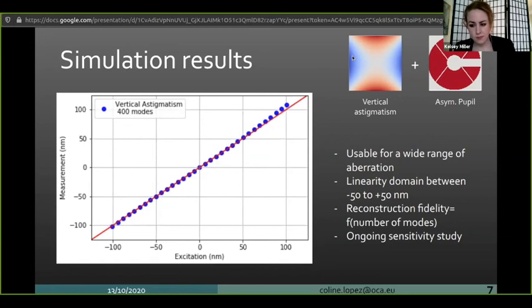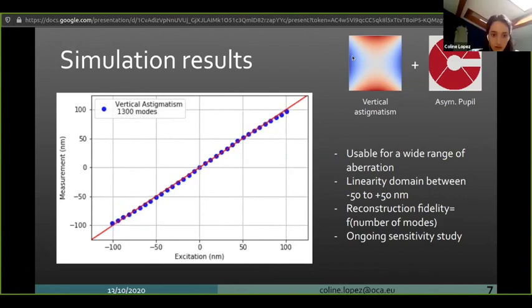I would say maybe, but I'm not sure. The more we mask the pupil, it is obvious that the less signal we have. So this is maybe one thing that can affect the linearity domain. If we have less signal, we maybe are not able to correct at high aberration amplitudes. But otherwise, the asymmetry does not affect the linearity domain.